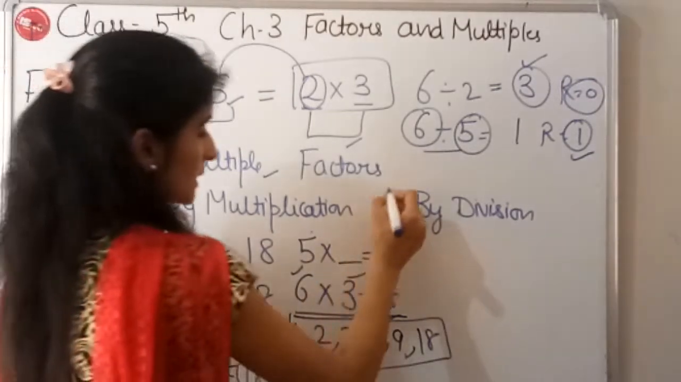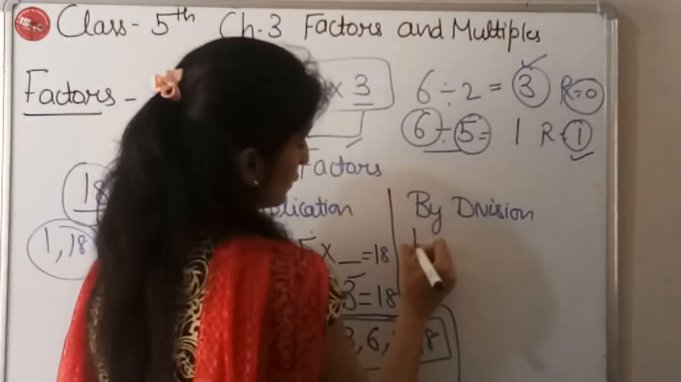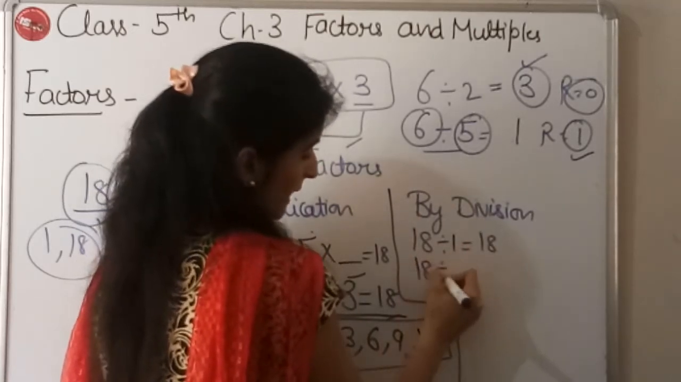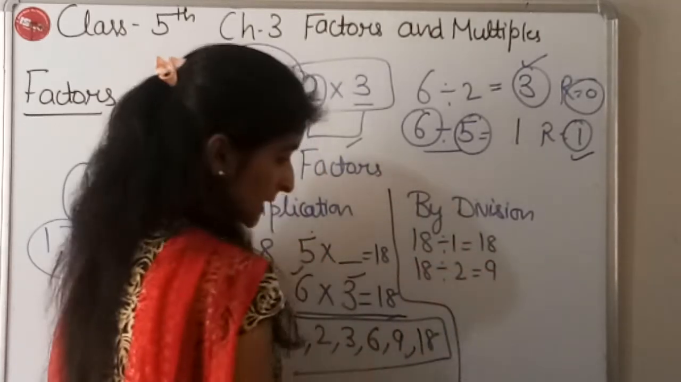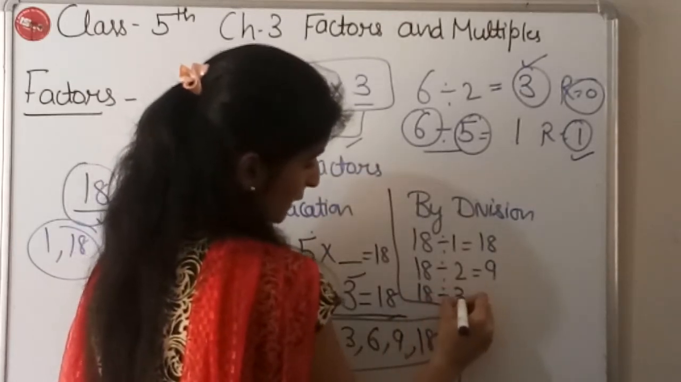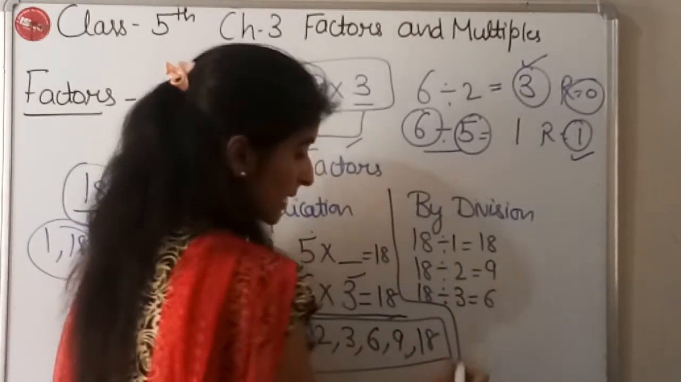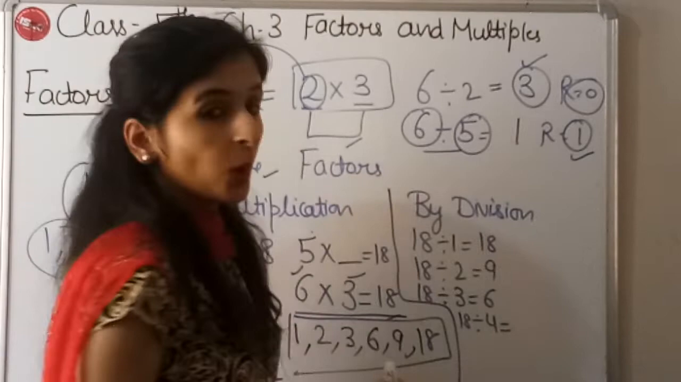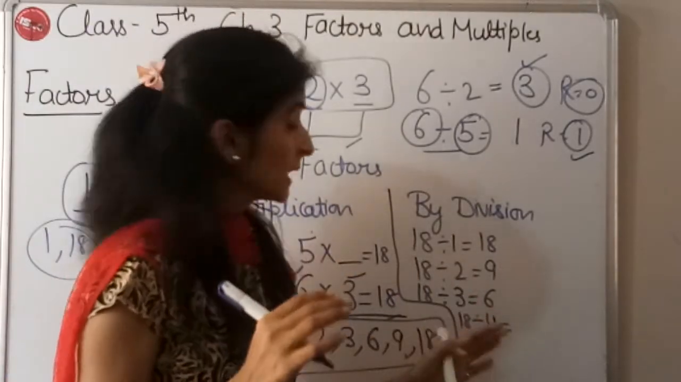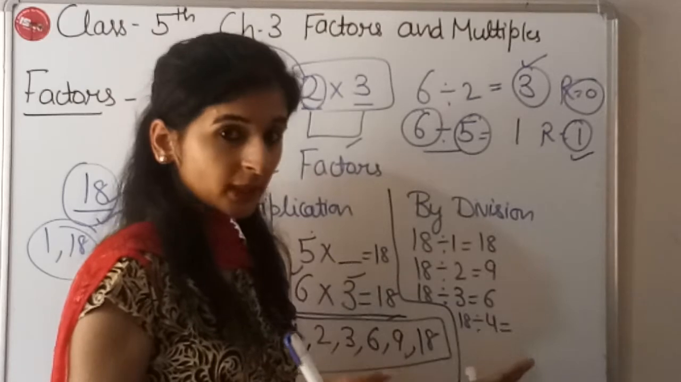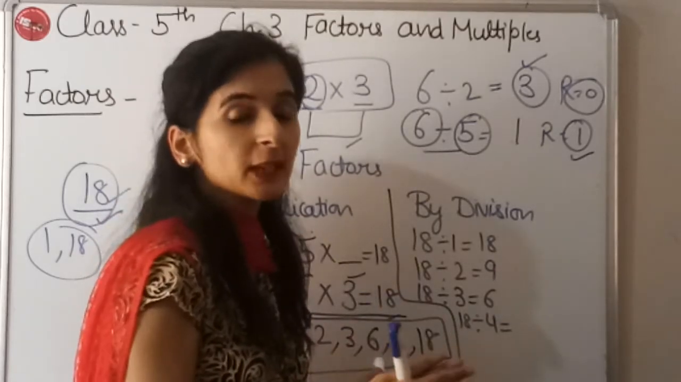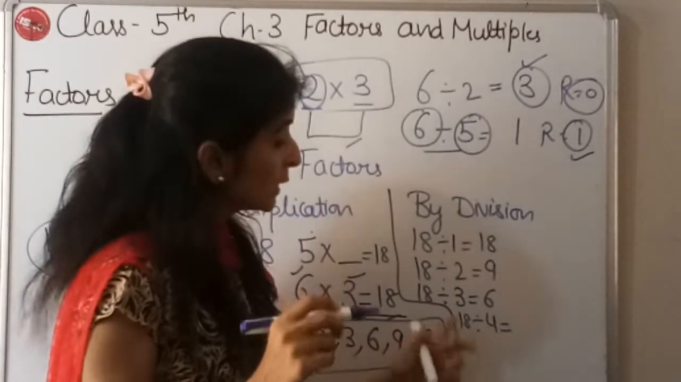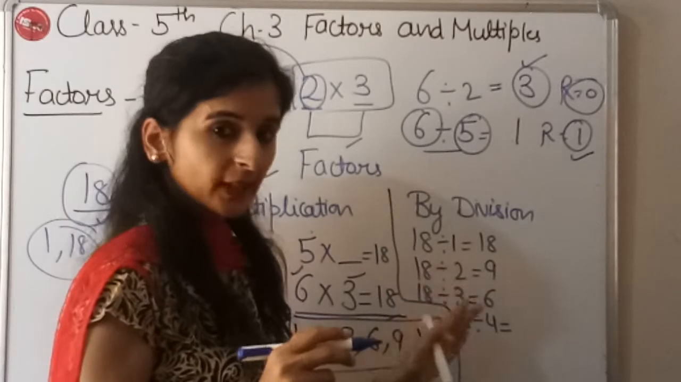Now if I talk about the division method, then I will do 18 divided by 1, which is equal to 18, and if I divide 18 by 2 I will get 9. If I divide 18 by 3 then I will get 6. Likewise, if I divide 18 by 4, we will not be left with 0 remainder. If we are left with 0 remainder, then only we can say that it is a factor of 18.